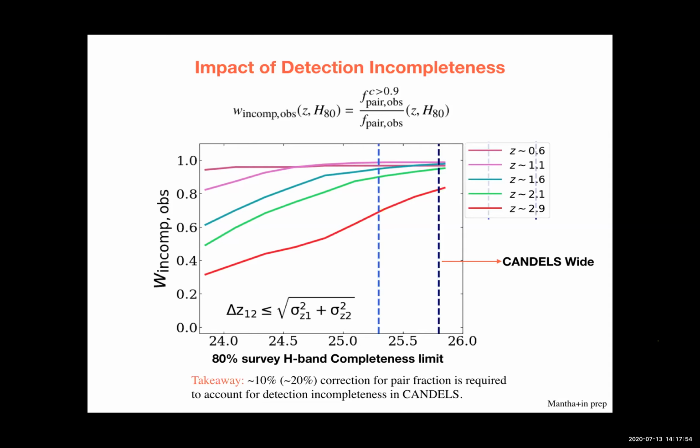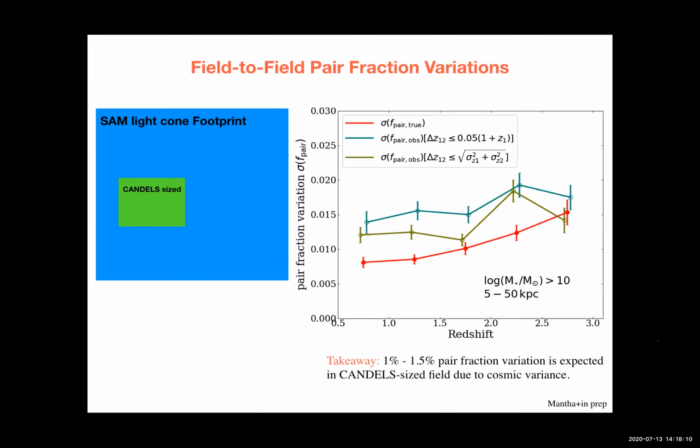The different colors correspond to different redshift bins. So for example, the red line is at redshift of 3. So, approximately 20% correction needs to be employed for the pair fractions that you quantify without it, to account for the incompleteness.